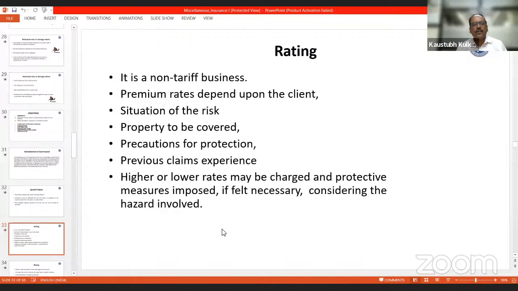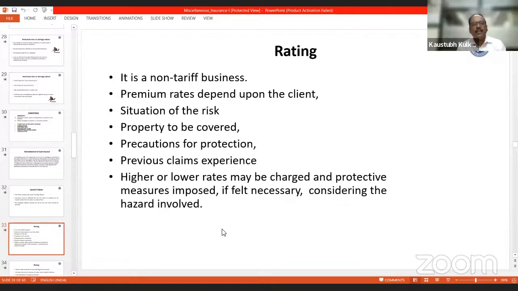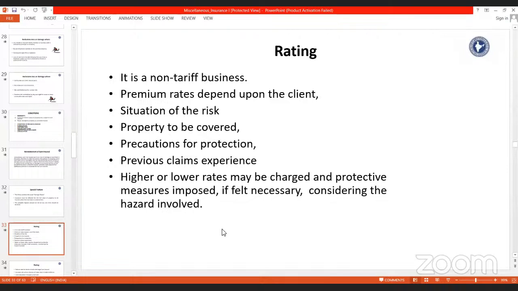What is the situation of the risk? The business premises in remote areas, wherein the locality is very remote or thin. In those situations, the risk of burglary is more. So the situation is also one of the basic rating factors in a burglary policy. The property to be covered, yes, property of high value which is very thin, or which can be bundled in a very small place, has high risk and the rating will be more.